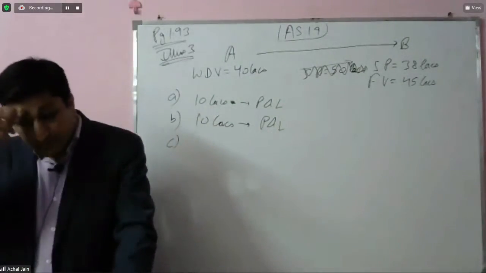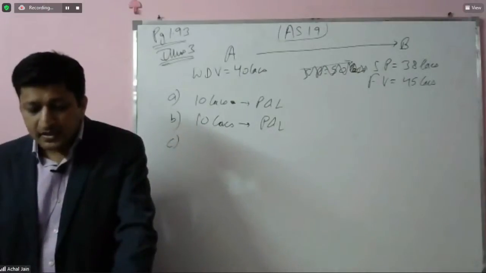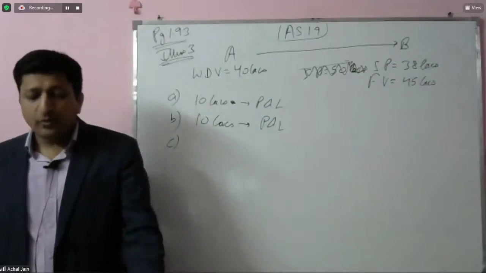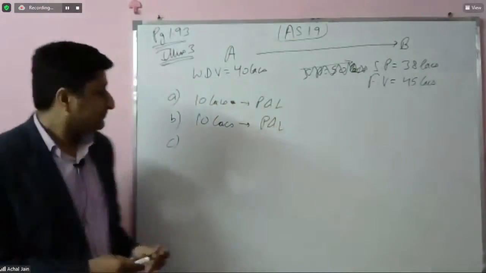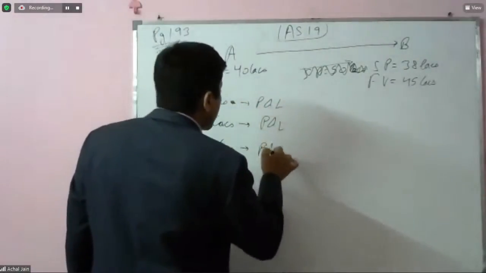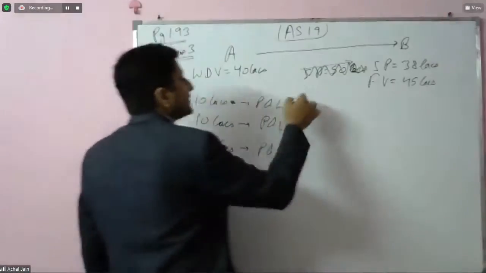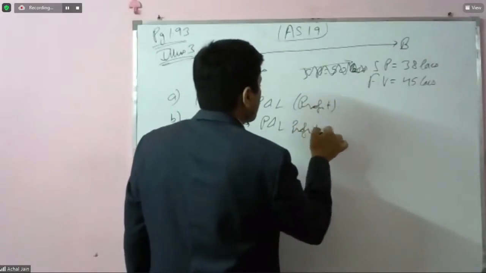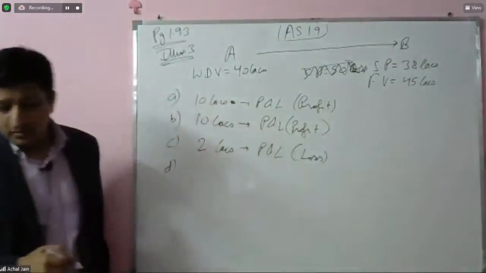So what do we do? In this scenario, the loss of 2 lakhs should be recognized immediately by A Limited. Why? Because we don't know whether it's getting compensated by the future lease payments. So 2 lakhs goes to A. Let me just tell you, this was a profit. This was also a profit. This is a loss. Correct?